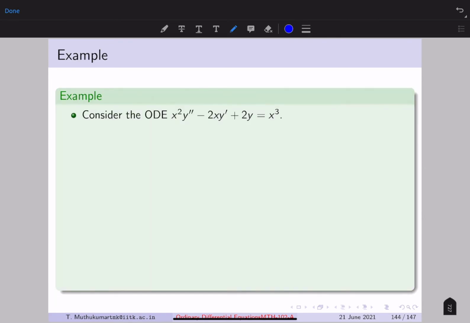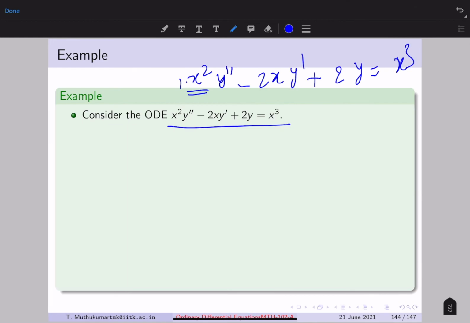So let's look at some examples to understand these things. So you see this is a Cauchy-Euler ODE. Why? Because it's x square y double prime. So here a2 is 1, plus or minus 2x y prime, so here a1 is 2, plus a0 is 2. And your f is x cubed. So this is in the Cauchy-Euler form from the definition of the Cauchy-Euler equation.